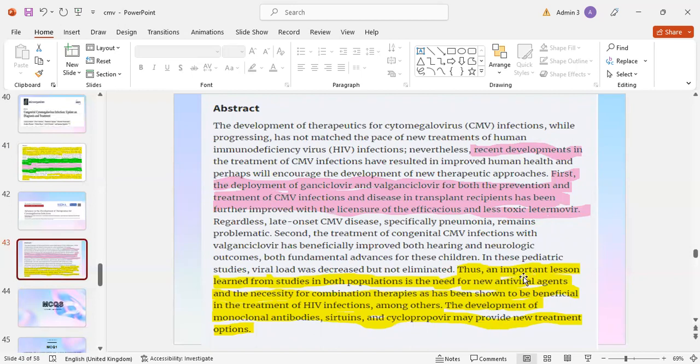Thus, the important lesson learned from the studies in both populations is the need for new antiviral agents and the necessity for combination therapies, which has been shown to be beneficial in the treatment of HIV infection. Among others, the development of monoclonal antibodies, sirtuins, and cyclopropavir may provide new treatment options.